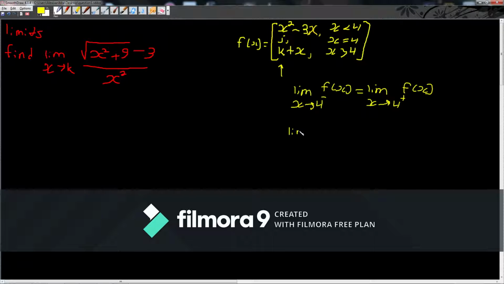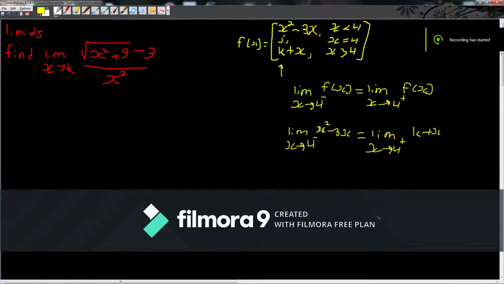So, as our limit approaches 4 from the left side, it's x squared minus 3x. And that would have to equal our limit of x approaching 4 from the right side, which is our variable k plus x.